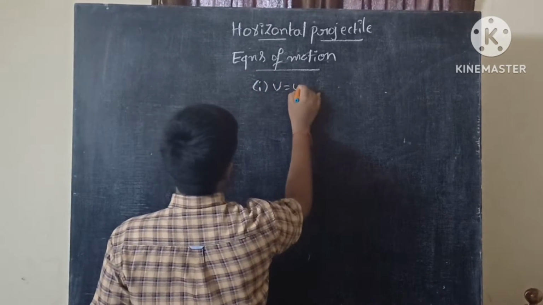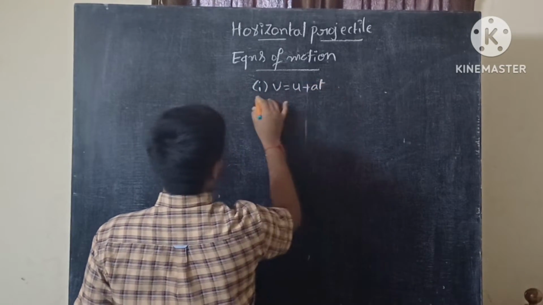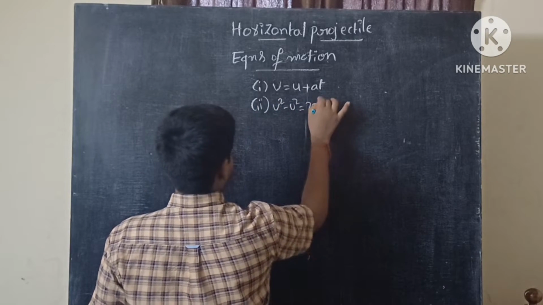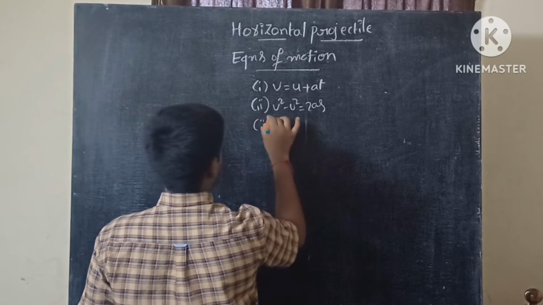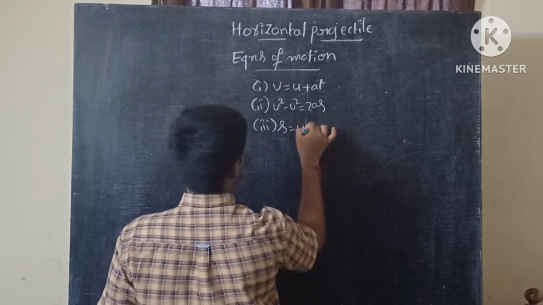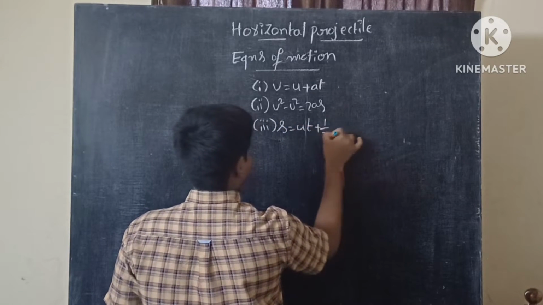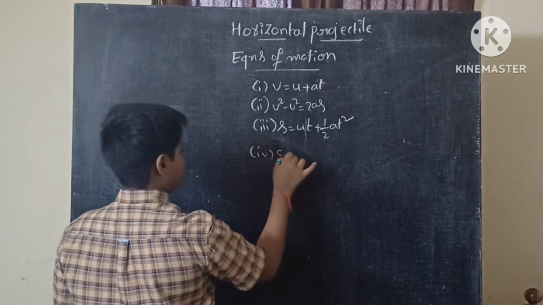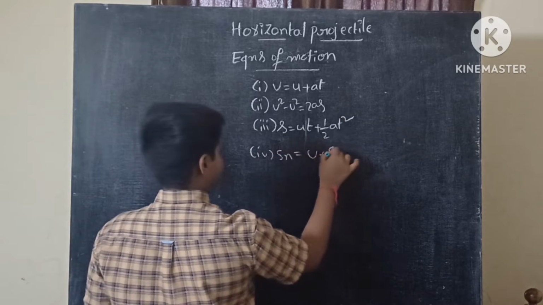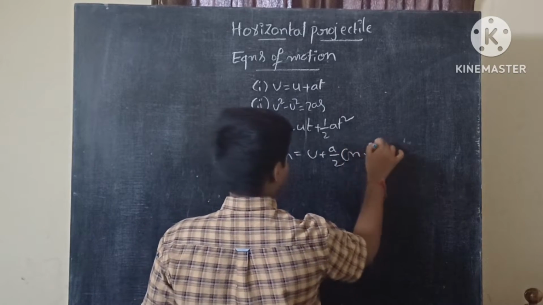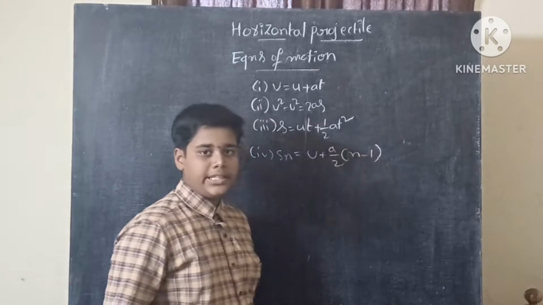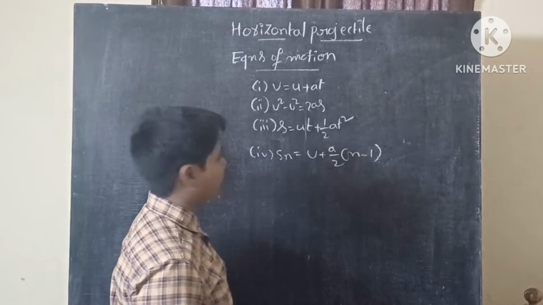First one, v equals u plus at. Second one, v square minus u square equals 2as. Third one, s equals ut plus half at square. Fourth one, s nth equals u plus a by 2 into 2n minus 1. So these are the four equations of motion.